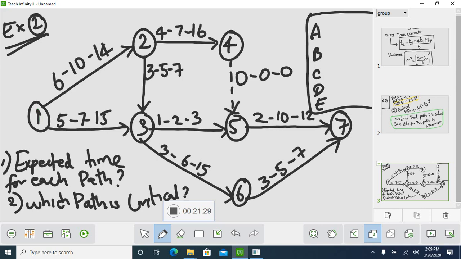So calculate the expected time for all the 5 paths, do the sum of expected times, and find which path has more expected time. That is your critical path. Find it out. This is your homework problem. So that's it. This is your expected time for PERT analysis. If you have any doubt, you can ask me, and work out this problem and tell me the answer. Thank you, students.